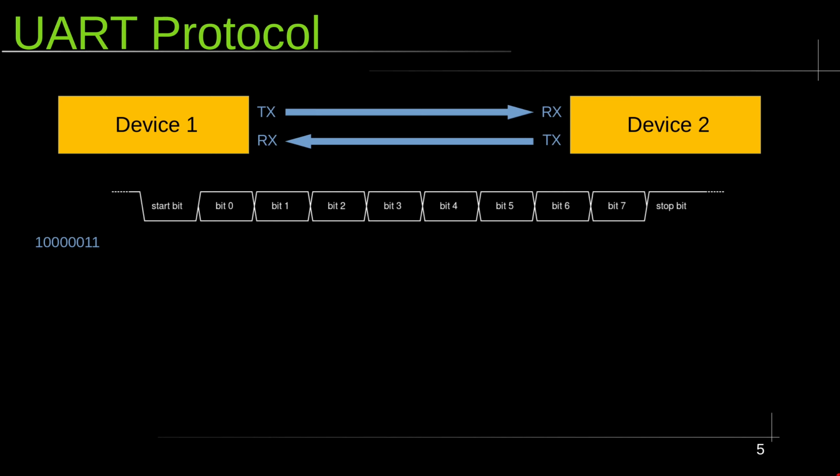Now let's say you have this number. This is 130 in binary. So if you wanted to send this through a UART, it will look like this. So the start bit is always low, so it's going to be a 0. Then you take the least significant bit, that's going to be a 1. Then you take the next bits, 1, 0, 0, 0, 0, 0. And then finally the most significant bit, 1. And finally you're going to have the stop bit, which is going to be a high. So that's going to be a 1 as well.